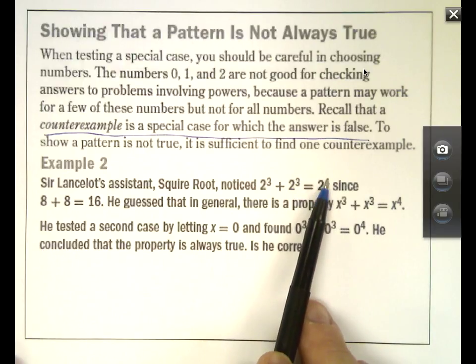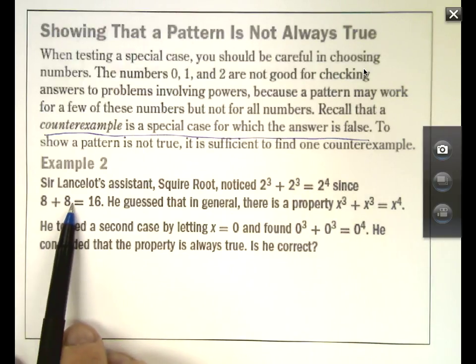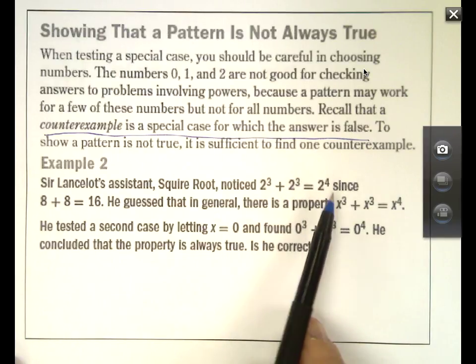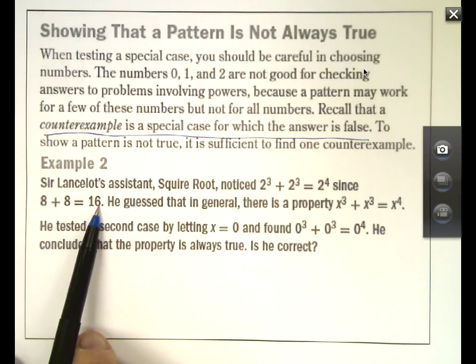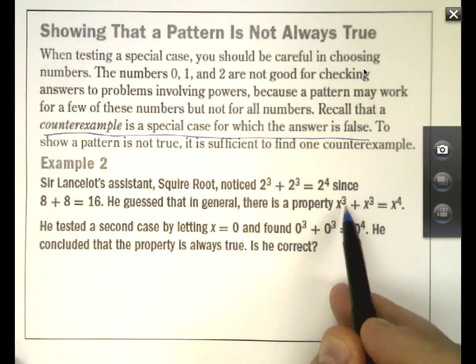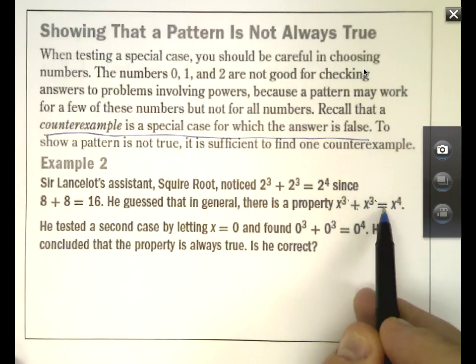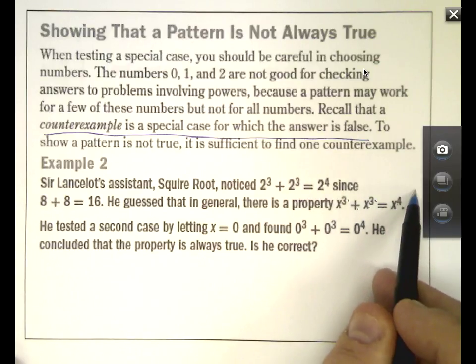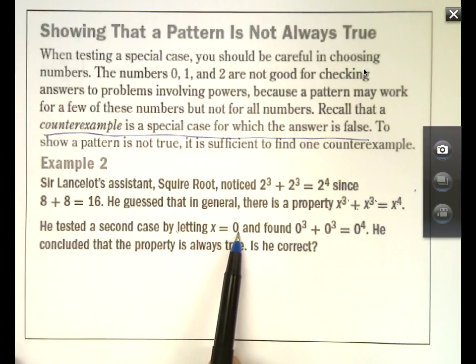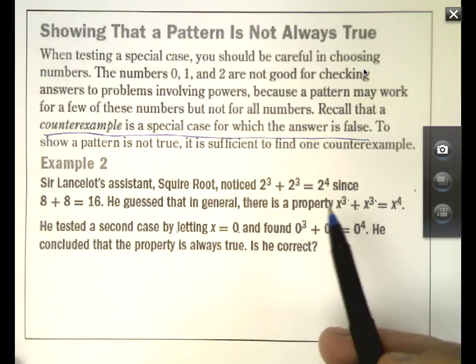to the 3rd power is equal to 2 to the 4th power. Since 8 plus 8 equals 16, 2 to the 3rd is 8 plus 2 to the 3rd is 8, 2 to the 4th power is 16. He guessed that in general there is a property x cubed plus x cubed has to equal x to the 4th. He tested a second case by letting x equal 0.